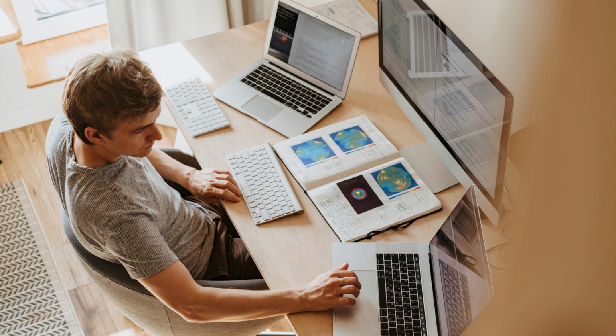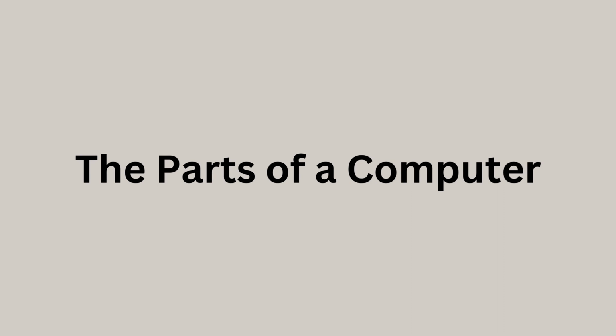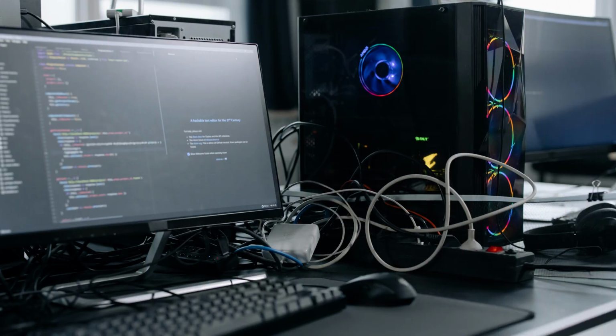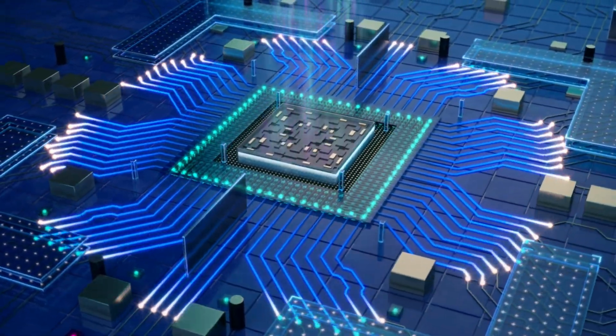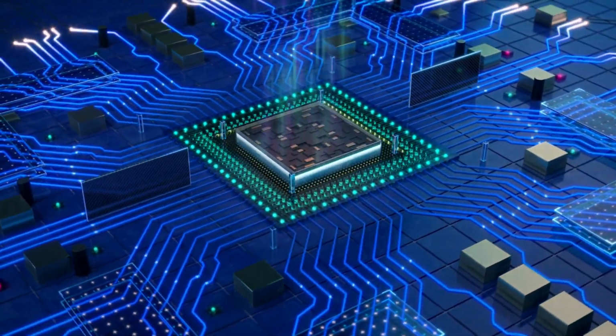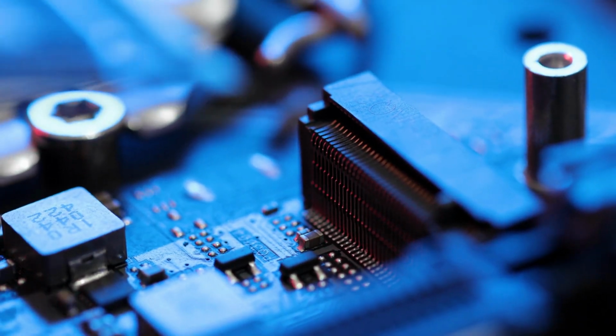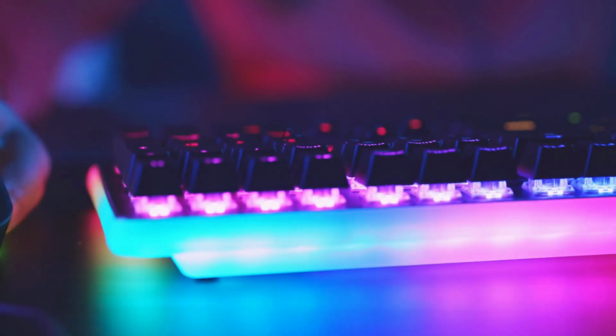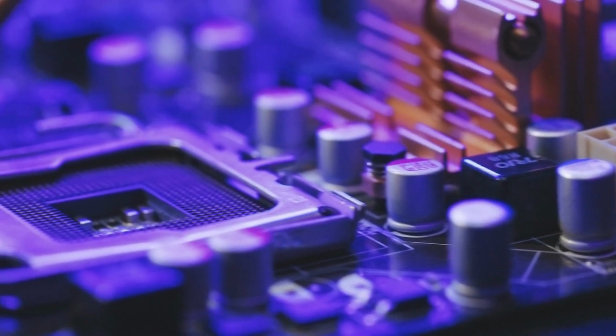We'll start by going over the parts of a computer, then dive into how they work together to make a computer function. The parts of a computer. A computer is made up of several essential components, including the central processing unit, CPU, random access memory, RAM, storage devices like hard drives and solid-state drives, SSDs, input-output devices like keyboards, mice, and monitors, and finally, the motherboard that connects all of these components.